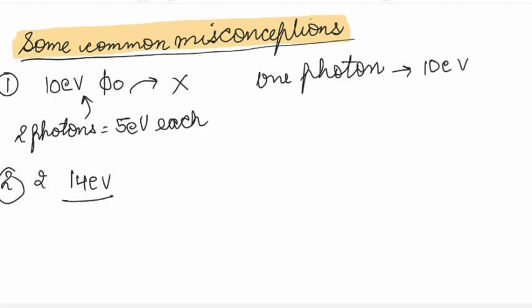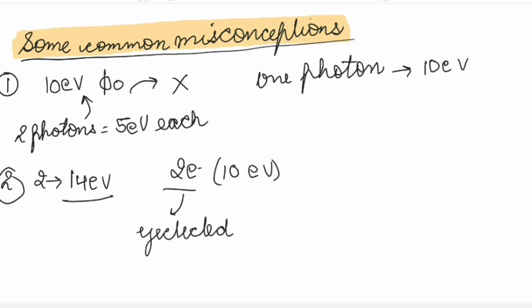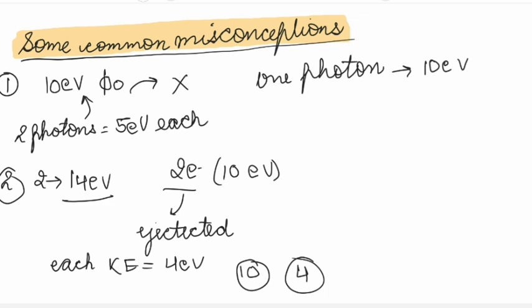The second is that if two photons are there which are of 14 electron volt, and there are two electrons each with a work function of 10 electron volt, then the two electrons will be ejected and each of them will have kinetic energy equal to 4 electron volt, as 10 was consumed by the work function and the remaining 4 became their kinetic energy.